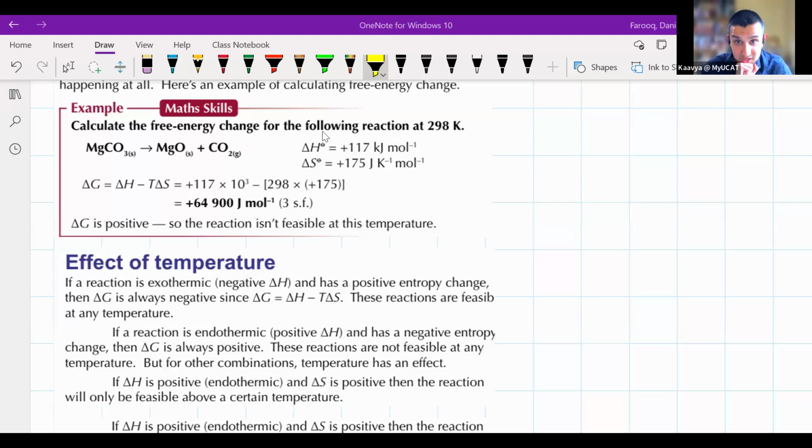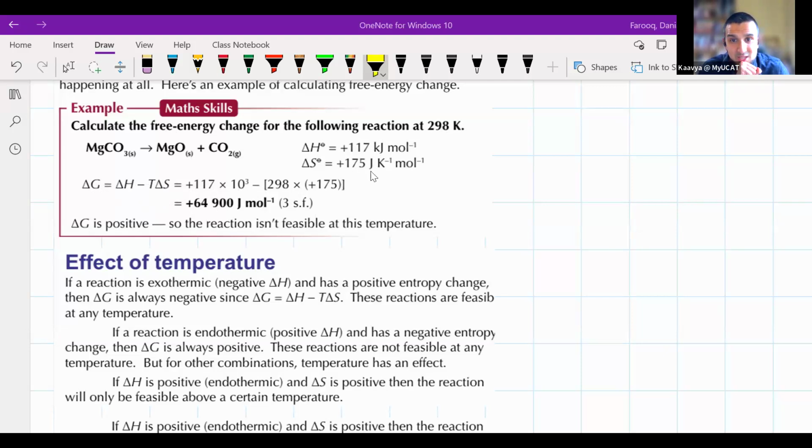So I calculate the free energy change for the following reaction at 298K. So we do delta H minus temperature times delta S. This is a formula that you can just substitute into. So it would be 117 times 10 to the power 3, because it's kilojoules, minus... because we have temperature in Kelvin, if you want delta G in joules, then you should use delta H and delta S in joules.